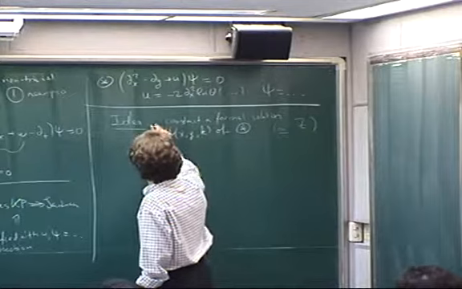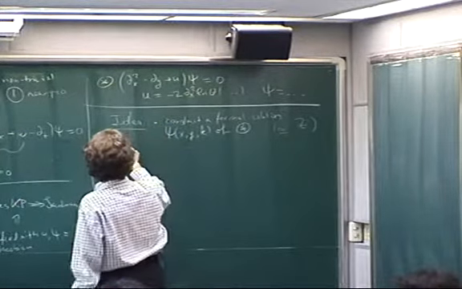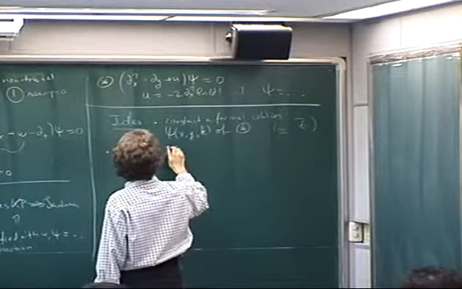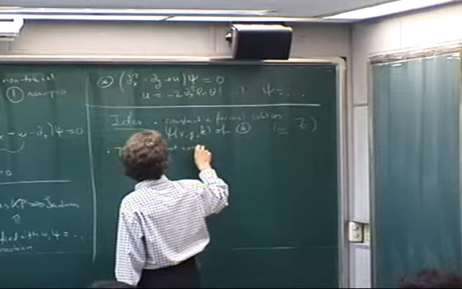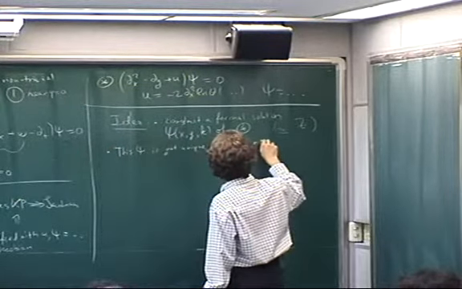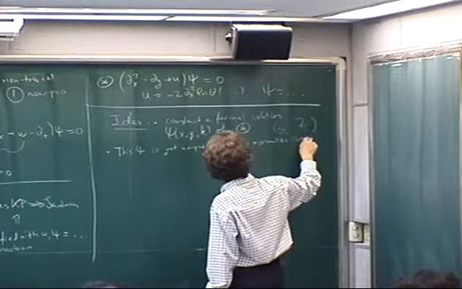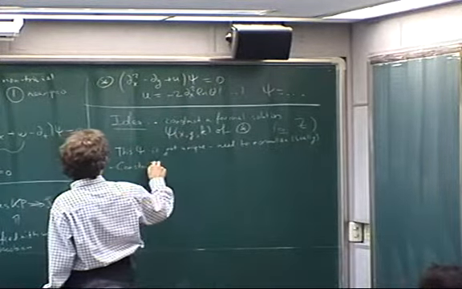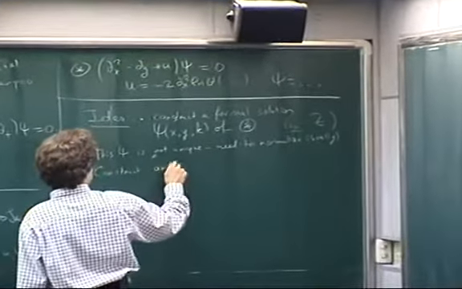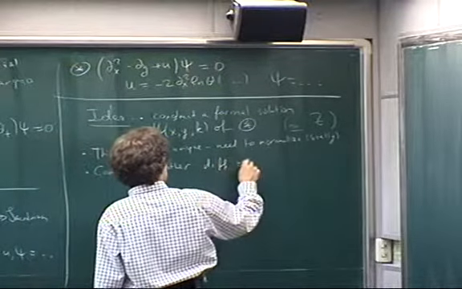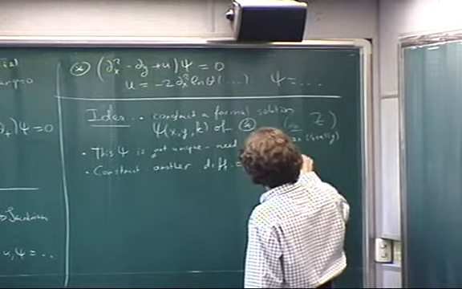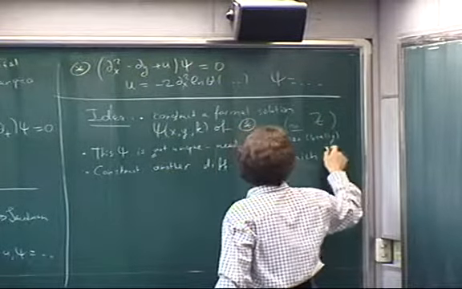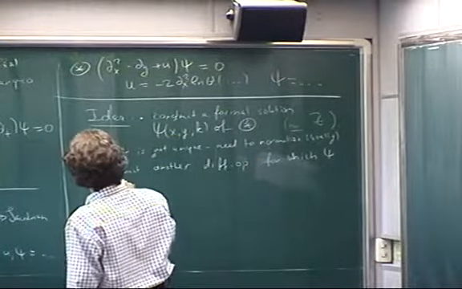These are the steps essentially. You notice that this psi is not unique. We need to normalize it somehow. Again, this is all local. Then construct another differential operator, commuting, a differential operator for which psi is an eigenfunction.